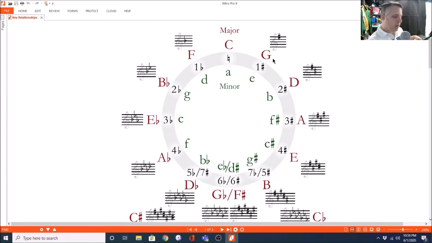Let me show you what I mean here, okay? So here's our C major scale, okay? And I'm going to play a C major chord. Now I'm going to play a G major chord and resolve it back to C major, and hopefully you'll hear that pull.